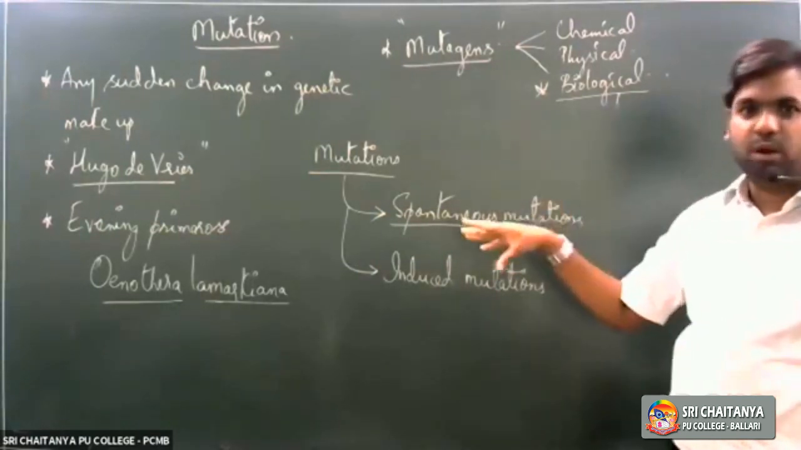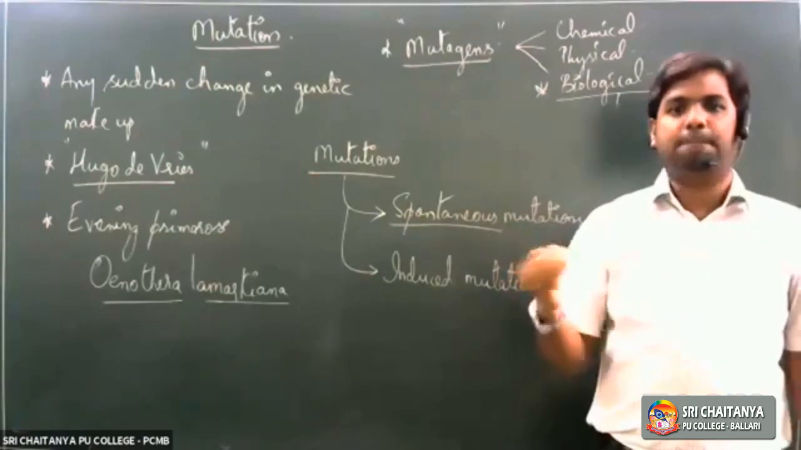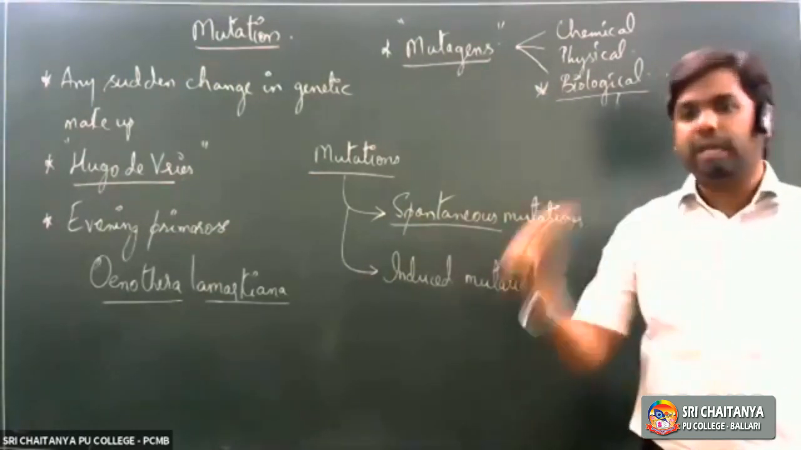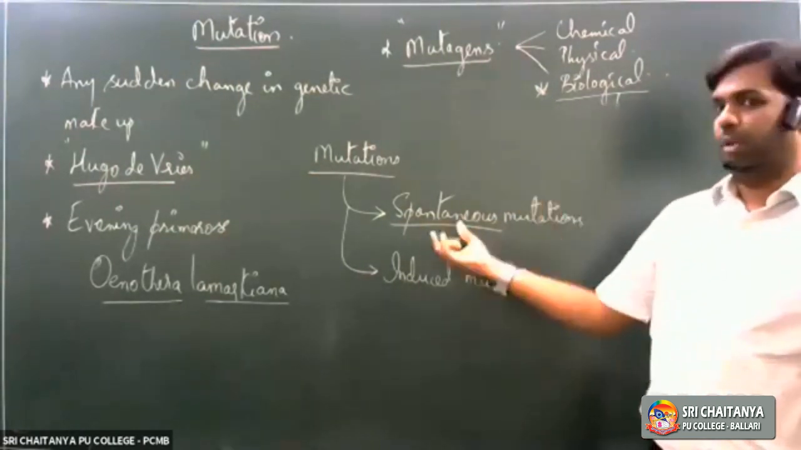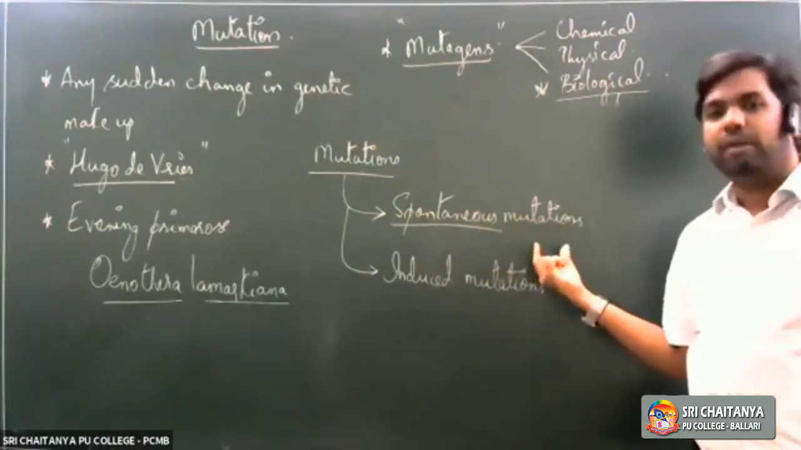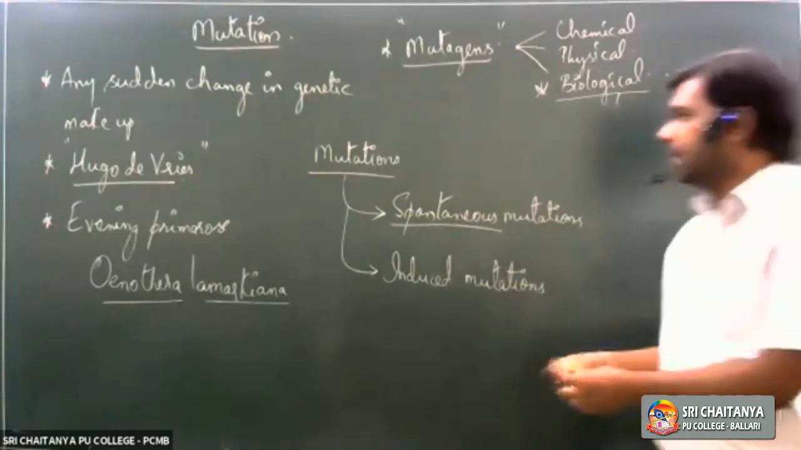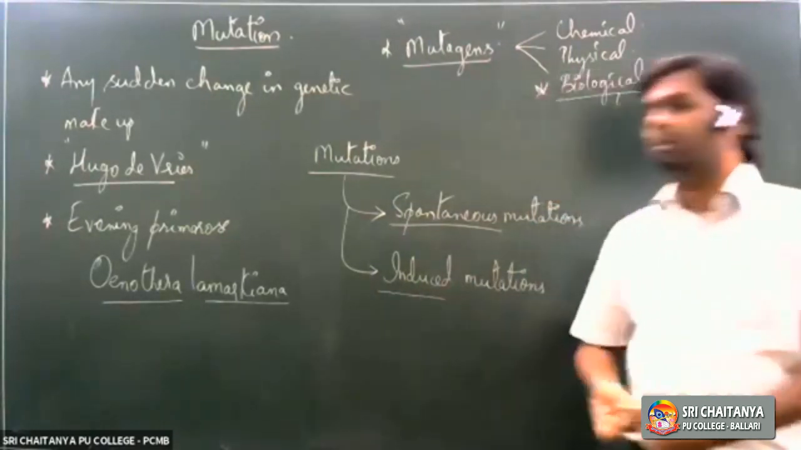So what exactly is spontaneous? Spontaneous means sudden. So suddenly, by chance, in nature, if there is a mutation happening, such sort of mutation we start calling spontaneous mutation. So this is the first category what we have. Second category is called induced mutation.